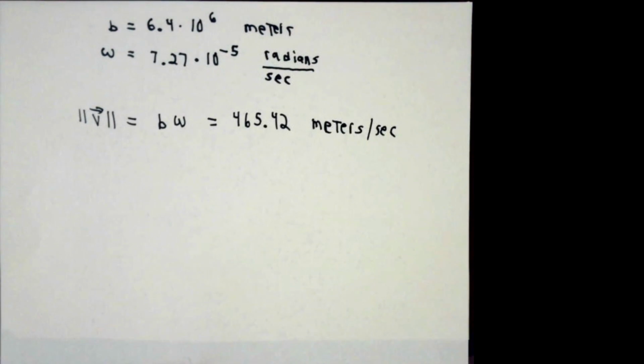The speed is the radius of the circle times omega, which works out to be about 465.42 meters per second. Or if you prefer imperial units, it's about 1,041 miles per hour at the equator. I wanted to calculate this for two reasons.